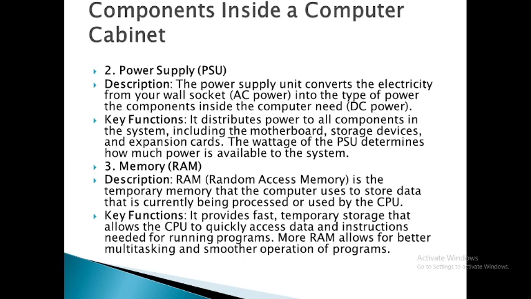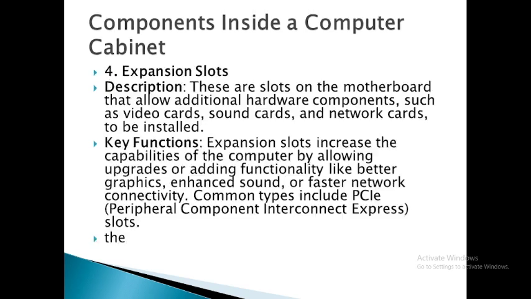Now inside the computer cabinet we also have the memory. That's the random access memory, which we had said is a temporary memory that the system uses to store data that are currently being processed by the CPU. Then we have the expansion slots. These are slots which increase the capabilities of the computer by allowing upgrades or additional functionalities.